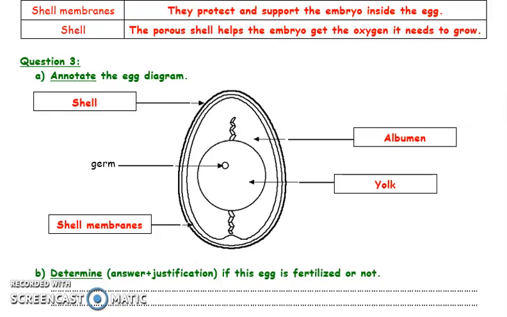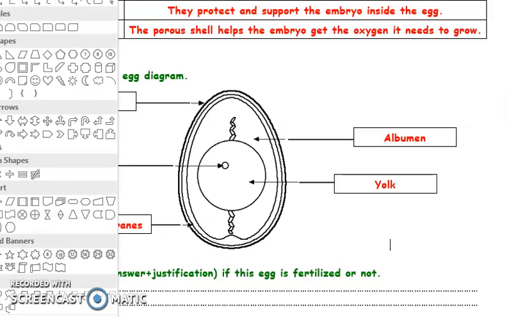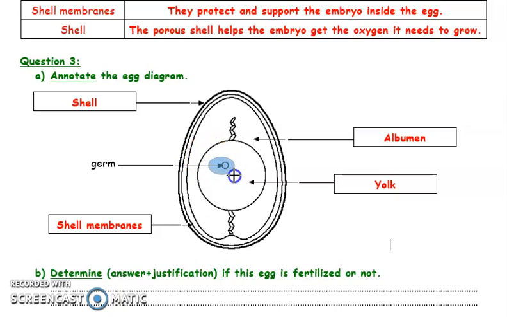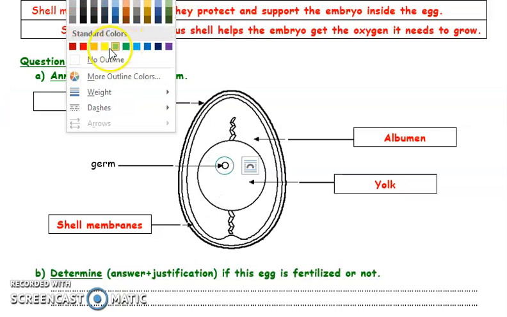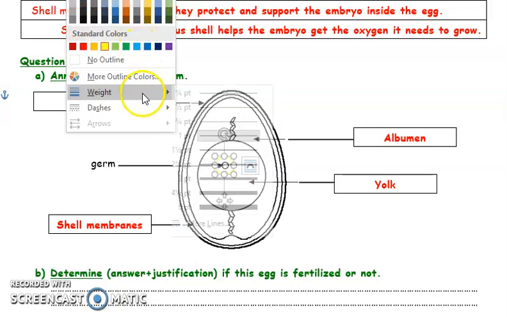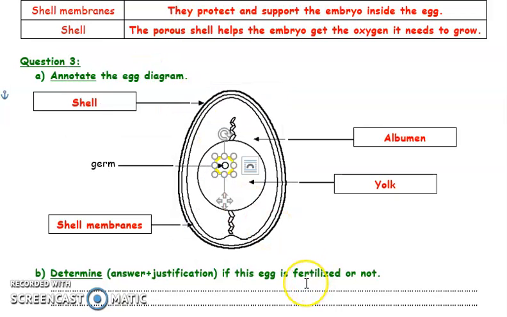Determine if this egg is fertilized or not. Did you see the germ spot? Here is the germ spot. This spot will develop into a chick. It will grow and develop into a chick. This means that we have an egg cell right here, a tiny cell that will grow into a baby. This means that this egg is fertilized.